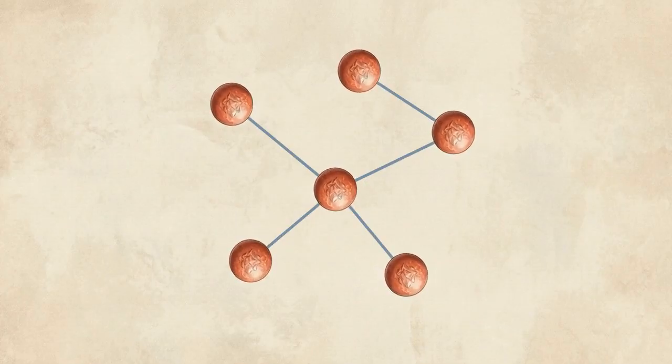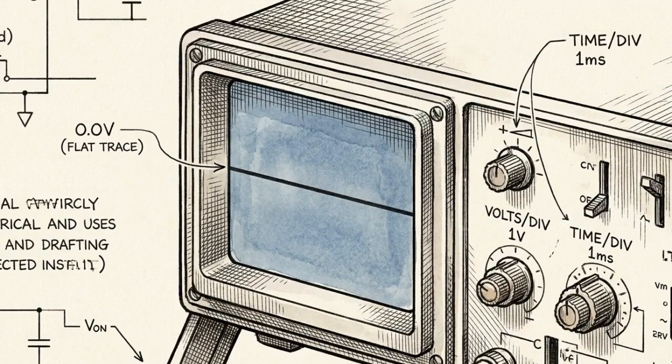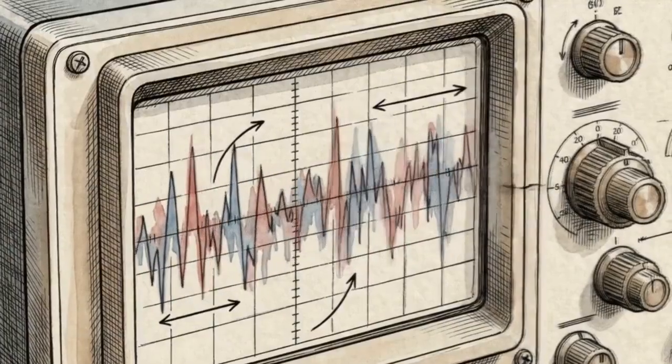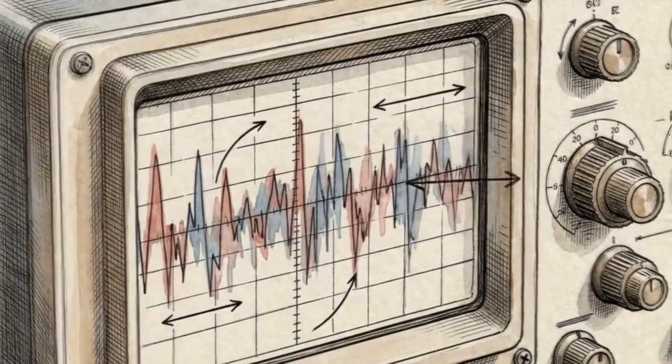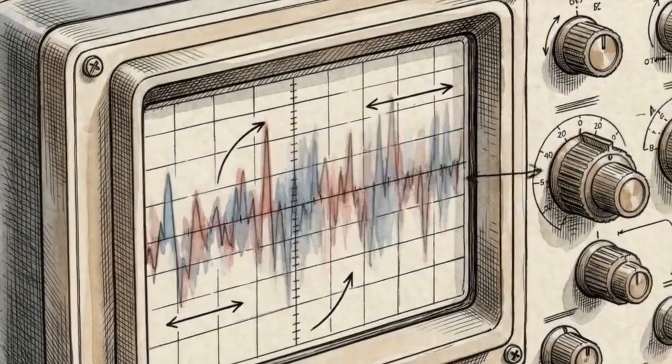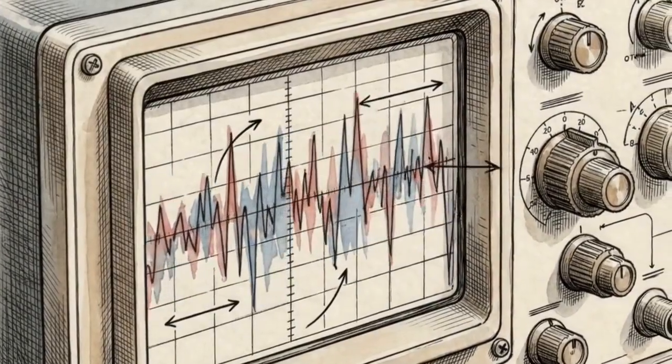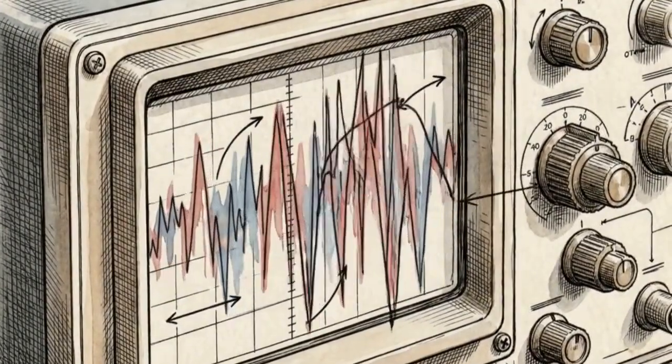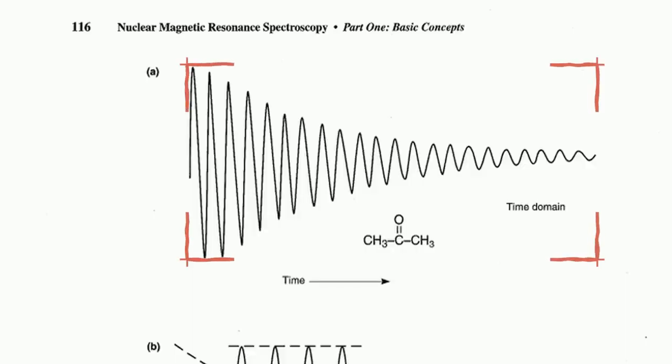When the pulse turns off, the receiver doesn't pick up a single group of protons. Instead, it captures a massive chorus of every nucleus precessing and relaxing simultaneously. The resulting current is a highly complex, interfering waveform. This graph illustrates that raw output. It is called the free induction decay, or FID curve. As you can see in the time domain graph for acetone at the top, it is a wildly oscillating signal that decays rapidly as the nuclei lose their energy.